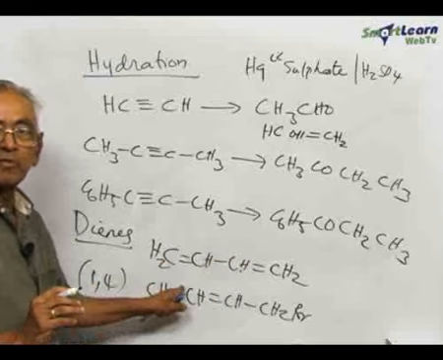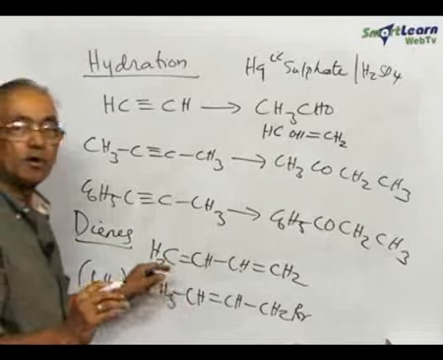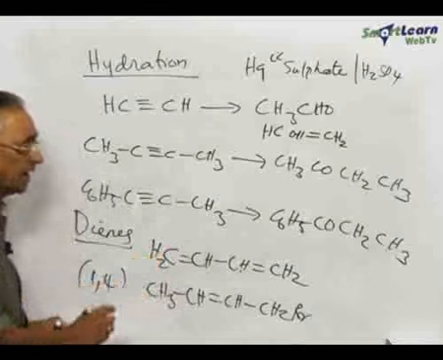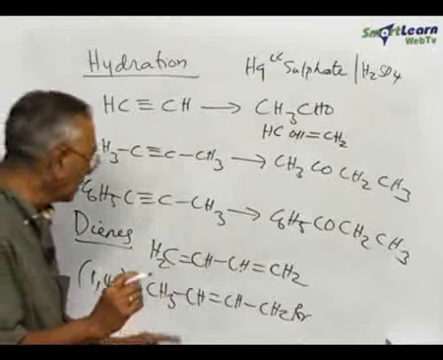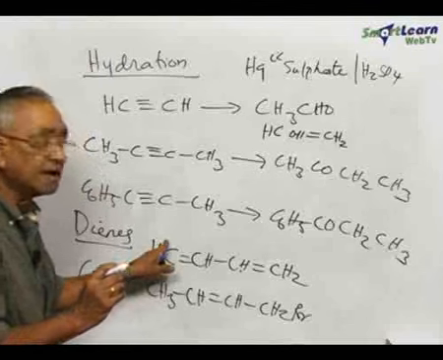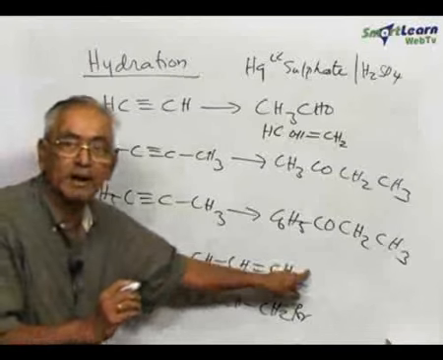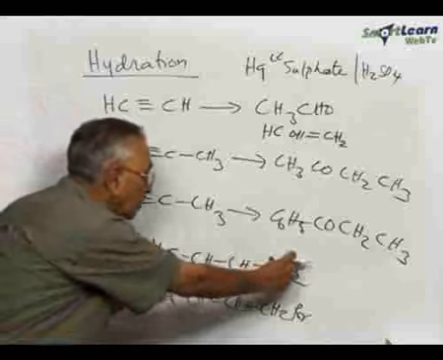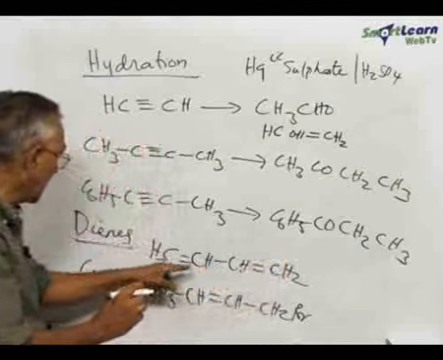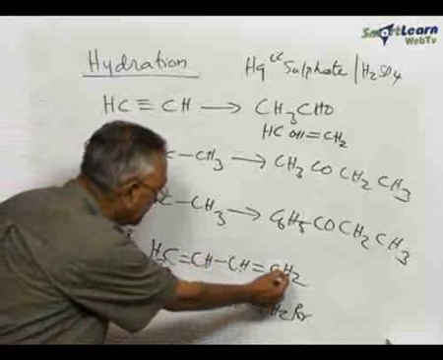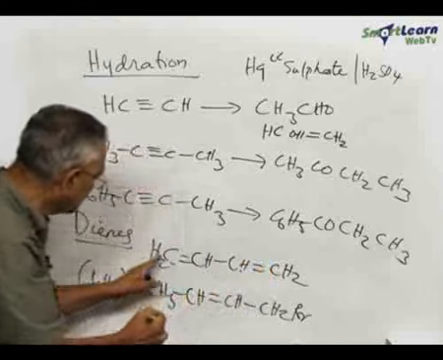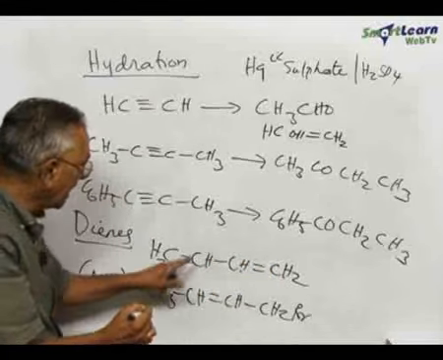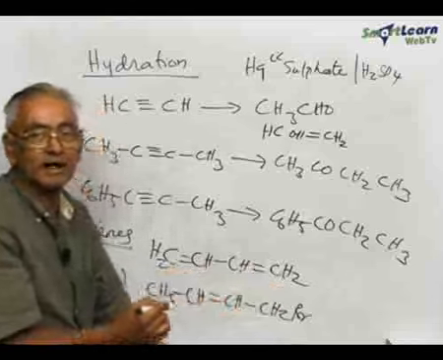But in this case, we find that it undergoes what is known as a 1,4 addition. What is meant by 1,4 addition? One group adds to one carbon atom and the other group adds to the 4th carbon atom. Therefore, this is not a 1,2 addition, this is a 1,4 addition. Actually, when we add HBr to this, bromine adds on to this, H adds on to this. So, the CH2 becomes CH3 and then the bromine adds on to the other carbon atom.